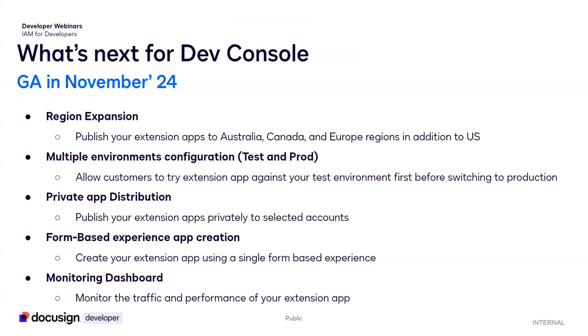So today, like I mentioned earlier, you can only publish your extension apps in the US region. With this feature, you can also publish your extension apps in Australia, Canada, and Europe.